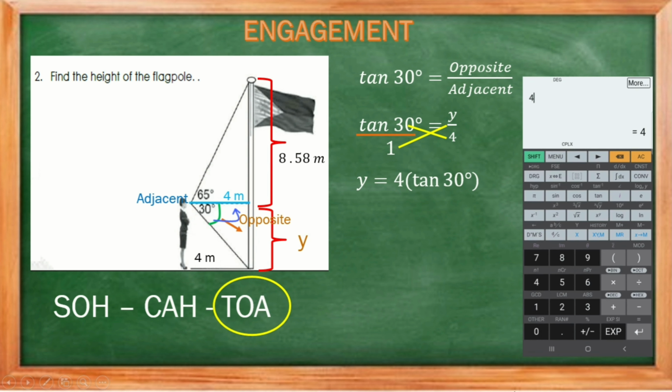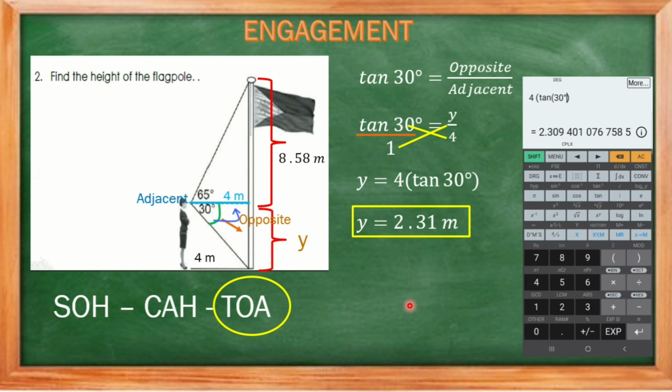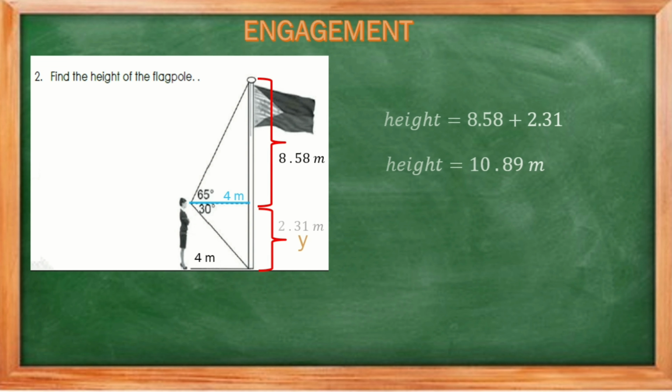Okay, so just like this. So 4, then open, then tan, then 30 degrees close parenthesis. Okay, so yan na yung answer natin. So we have y is equals to 2.31. So naging 1 na yung 0, nag-round up tayo kasi 9 ang katabi niya, which is more than 5. So yung y natin is 2.31. So ilagay lang natin dyan.